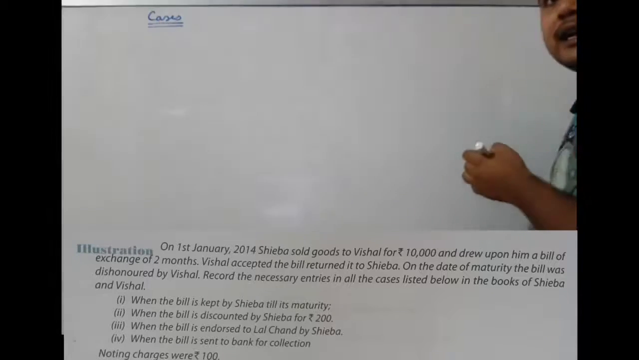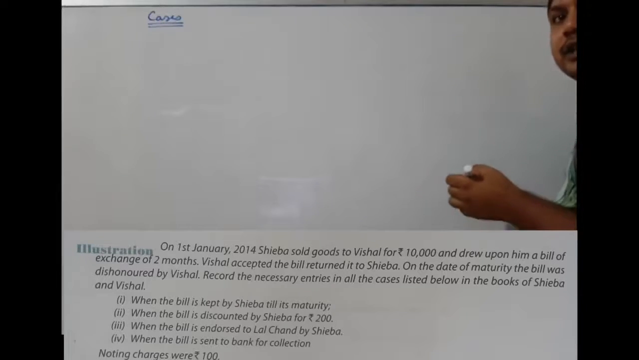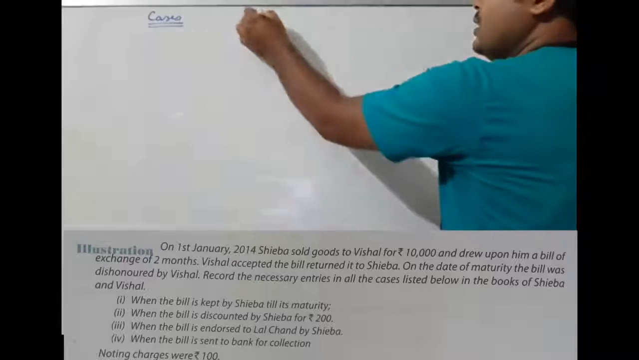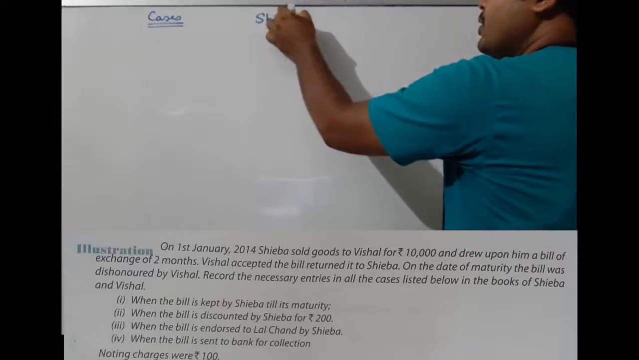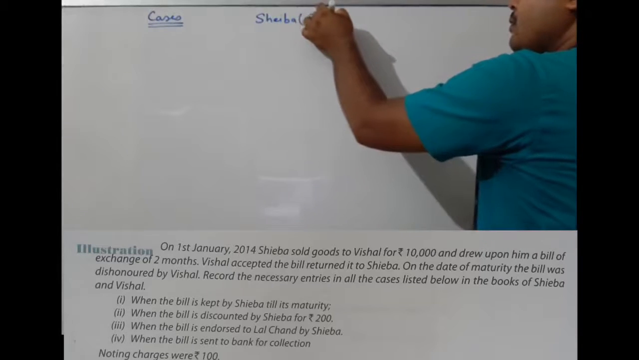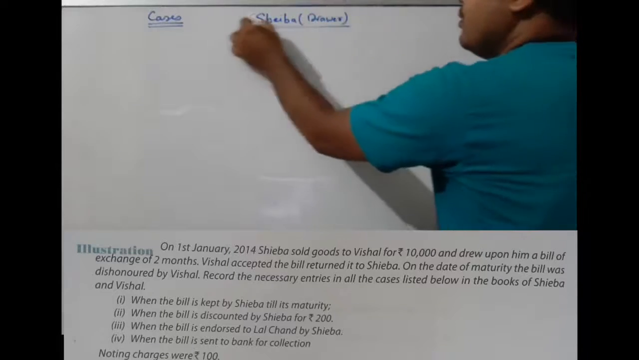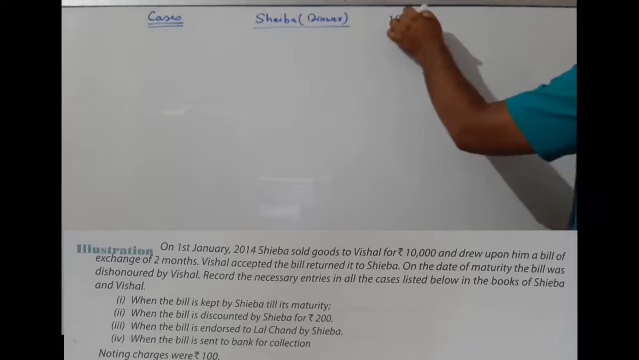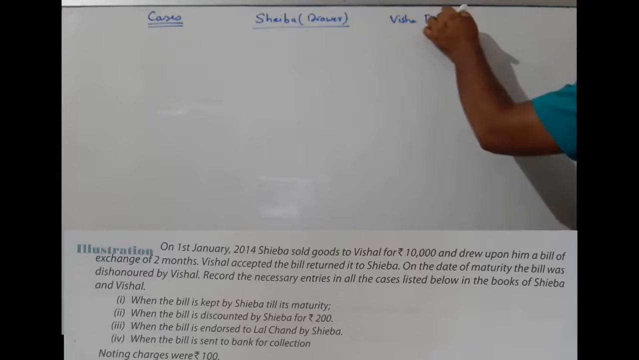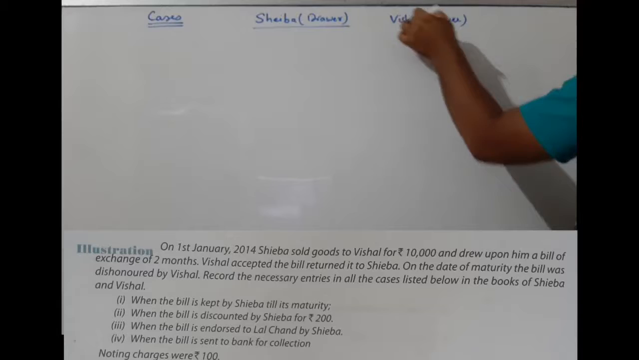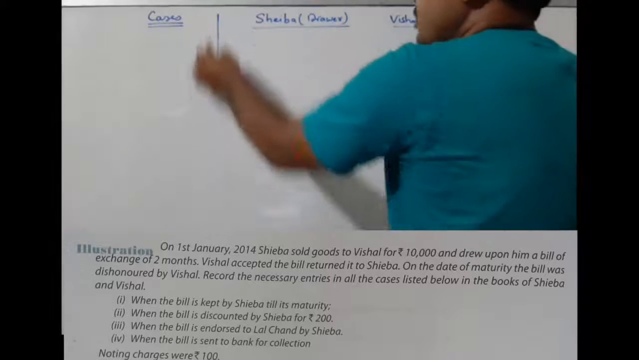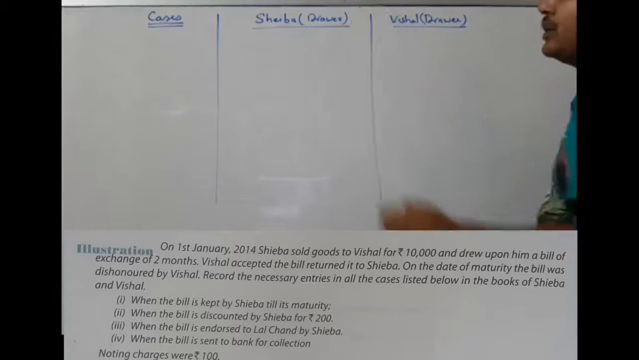Number second, I want to talk about the journal entries in the books of Saiba. And who is Saiba? Saiba is a drawer. Okay. And number third one is Vishal. Who is Vishal? Vishal is a drawee. So how Saiba and how Vishal record these transactions in his book, in her book.